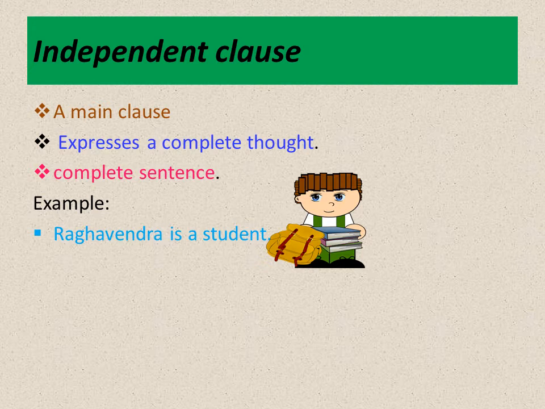Students, it is a clause because subject and verb both are there in that sentence. So what is the subject in the sentence? Raghavendra. What is the verb? Is. So it is a clause. Here this clause is giving complete meaning. So it is an independent clause. So the sentence is also a complete sentence. So it is an independent clause.